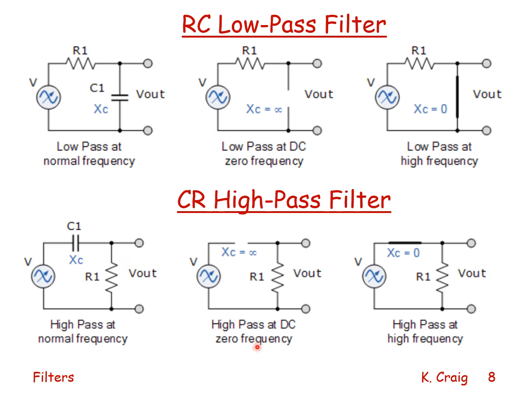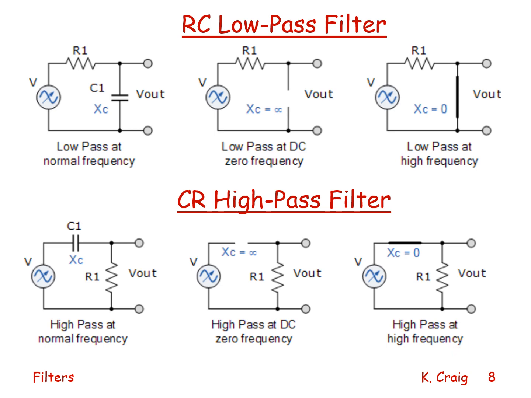At DC, or 0 frequency, because the capacitor has infinite reactance, infinite impedance, we see that the output voltage is essentially 0, ground. At high frequency, because the reactance, the impedance of the capacitor is 0 in the limit, then the output voltage is whatever the input voltage is at high frequency.